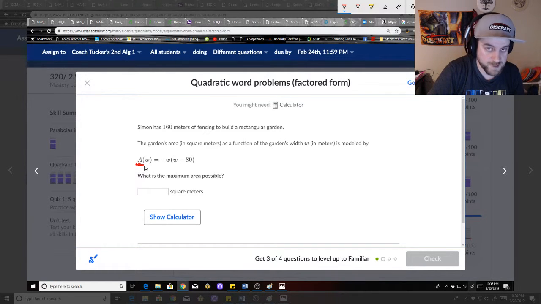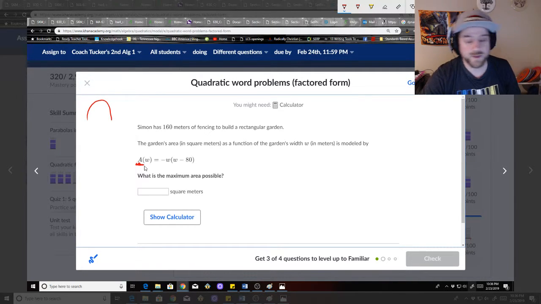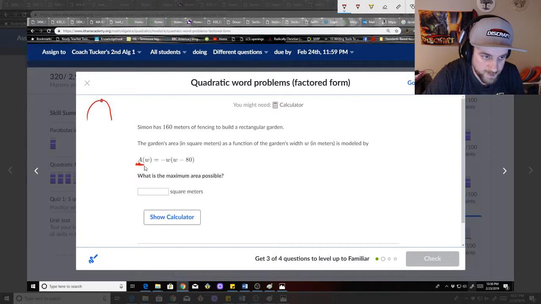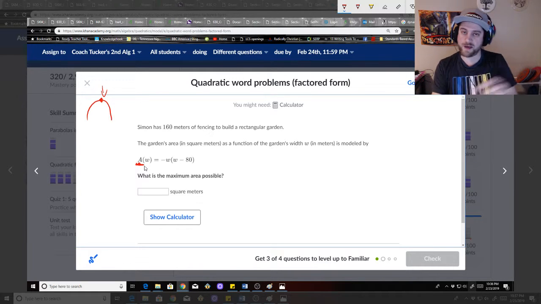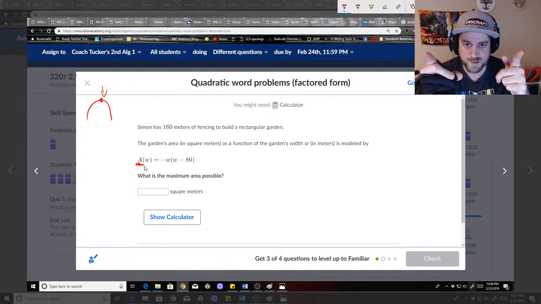Well, notice that negative right there, right? You know it's doing this, right? You know you got a parabola opening down. If they're looking for a maximum, we're looking for the vertex here. So first we had to use the zero product property to find our two x-intercepts, okay?